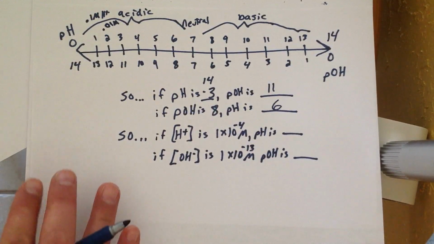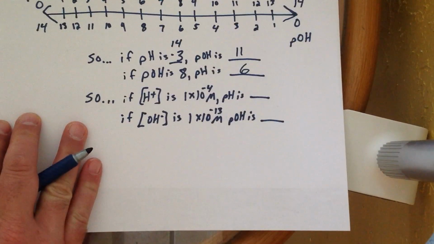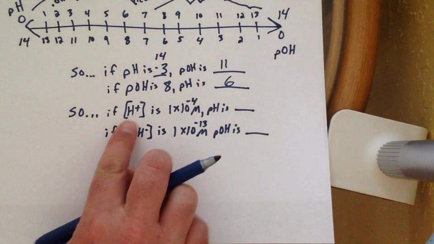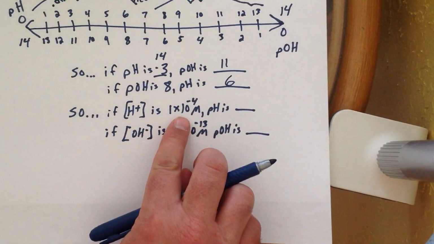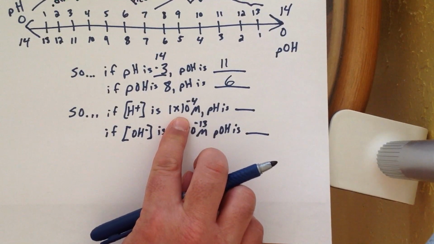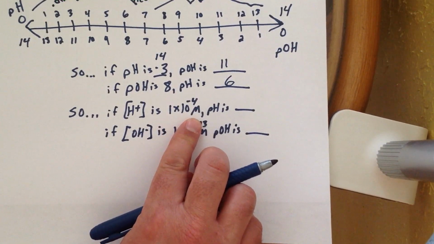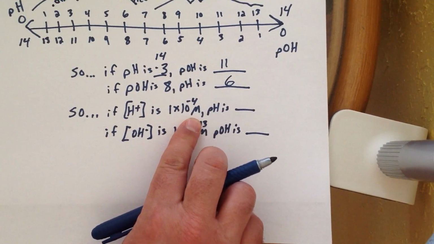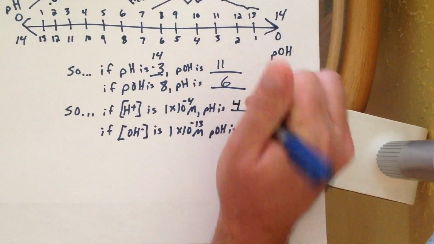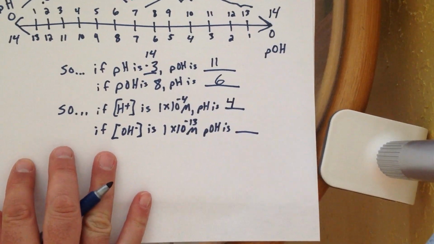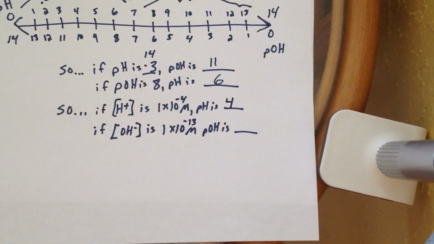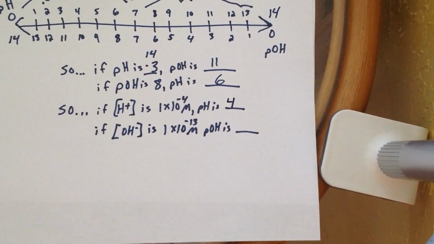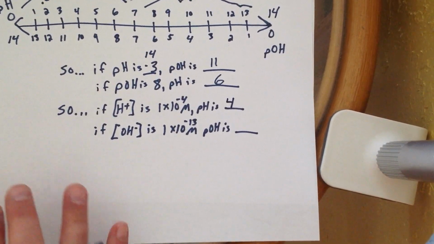Now let's look at these last 2 questions, and we'll finish with those. So if H plus has a concentration of 1 times 10 to the minus 4th molar, remember molarity from the last lesson, then the pH is simply 4. Yes, it's that easy. Notice there's no unit on pH. It really bothers me. I hope it bothers you a little bit, but there's no technical unit for pH.